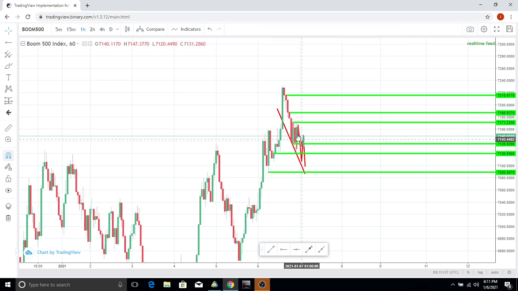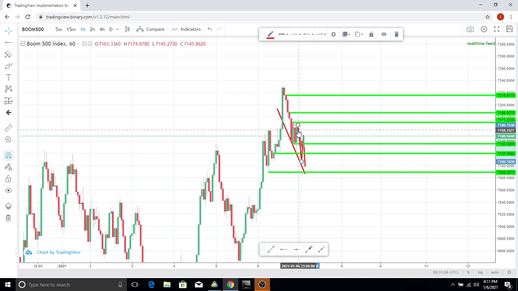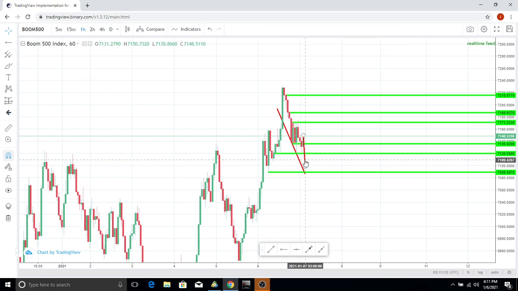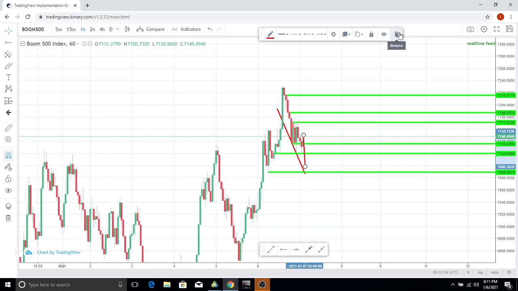Guys, if you learn to draw these trend lines, you will be fine. If you learn to draw your trend line, your channels, and all that, you will be fine. Actually, you will be fine, because you'll be trading without any indicator. You'll be trading naked charts. Okay, just learn it bit by bit.